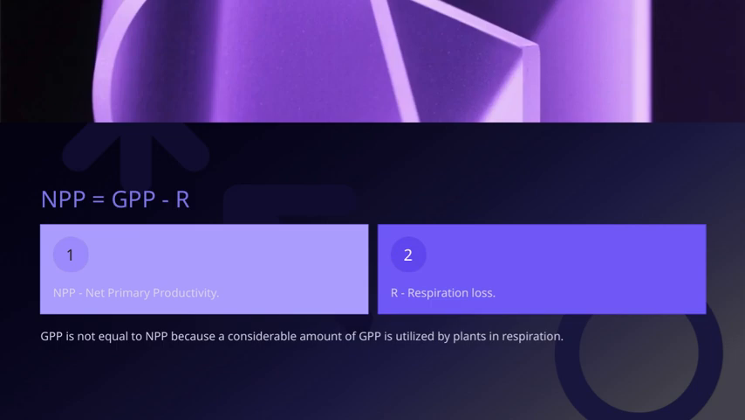When we subtract this respiration loss, R, from GPP, we arrive at NPP, which is the true energy available for plant growth and biomass accumulation. In simple terms, NPP gives us a clearer picture of how much energy is actually available for the ecosystem's development after plants have met their own metabolic needs. This distinction is key for understanding how energy flows through ecosystems and how productive they truly are.